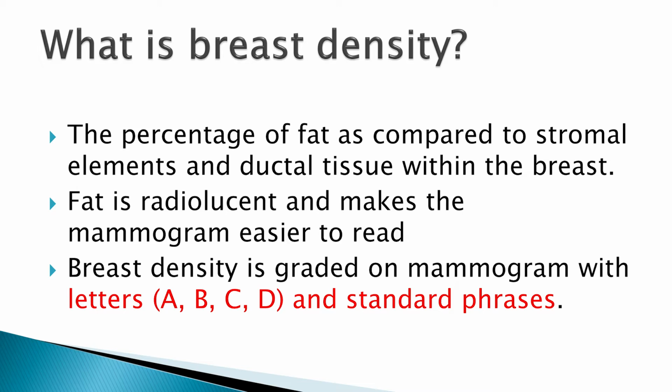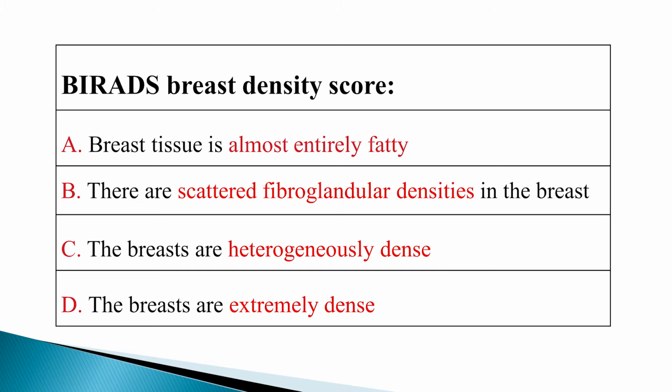Breast density is graded on a mammogram, A, B, C, or D, but there are also standard phrases used to describe these categories. The standard grading system for breast density is the BI-RADS breast density score. A BI-RADS A score describes breast tissue that is almost entirely fatty. In a BI-RADS B mammogram, there are scattered fibroglandular densities in the breast. In a BI-RADS C, the breasts are heterogeneously dense, and in a BI-RADS D, the breasts are extremely dense. Some mammogram reports do not include a BI-RADS density score, but instead describe the breast tissue as above.